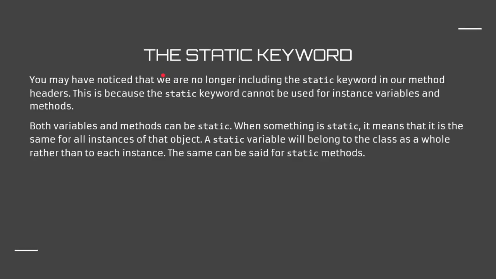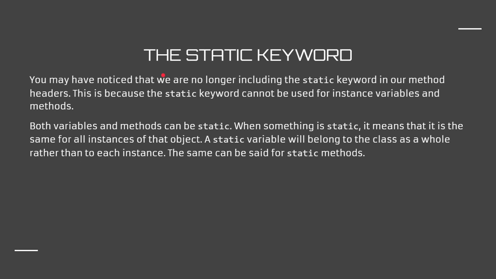Now let's talk about the static keyword. You may have noticed that we are no longer including the static keyword in our method headers. So we used to put public static as the first two words of methods. This is because static cannot be used for instance variables and methods. So static is essentially used when you want something to not be treated as object-oriented. So both variables and methods can be static.